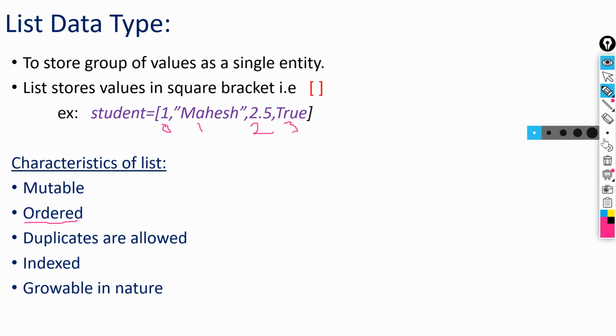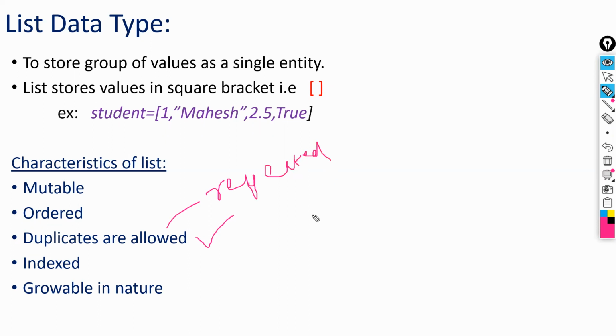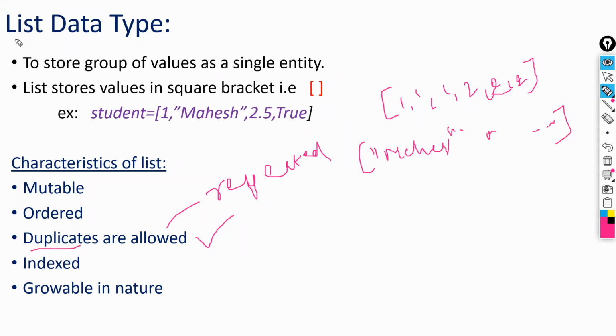And duplicates are allowed. What do you mean by duplicate values? Repeated values. For example, I have taken different values: 1, Mahesh, 2.5, True. I can take 1, 1, 1, 2, 2, 2, right? I can take it like this also. Still, it is valid. Or else I can take Mahesh 5 times, Mahesh like this, and so on. So duplicates are allowed in the list data type.